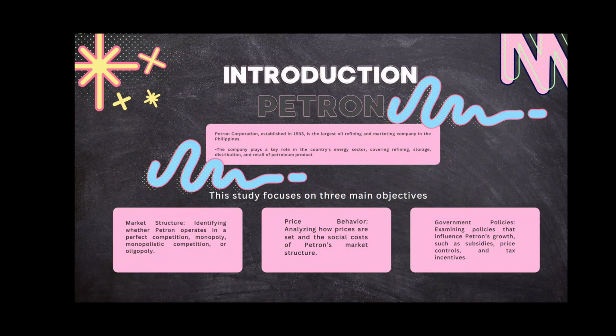Lastly, the third objective is to discuss government policy that influences the growth of Petron. For this objective, we are required to elaborate on government policy related to Petron, such as subsidy policy, price control, or tax incentive. In this study, information was gathered by conducting online research on specific topics to meet the objectives set for the study. The research was carried out systematically to ensure accuracy and relevance.